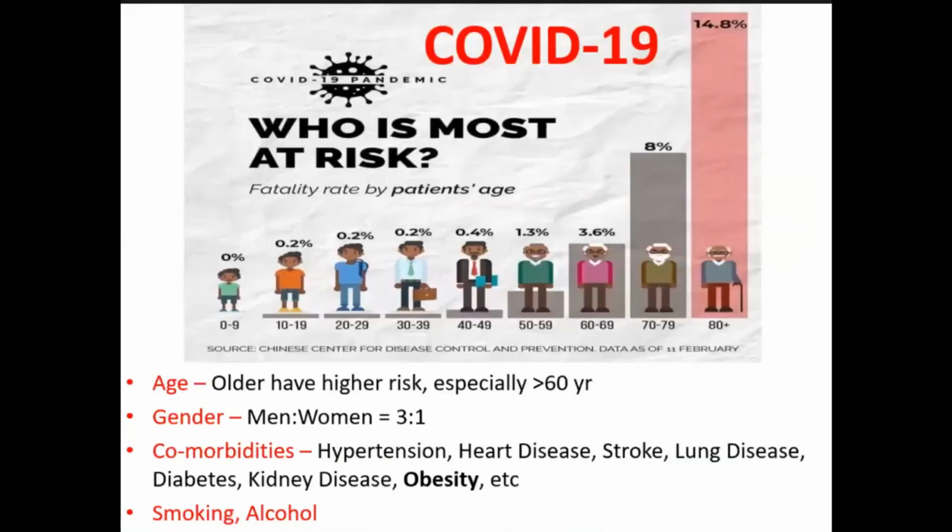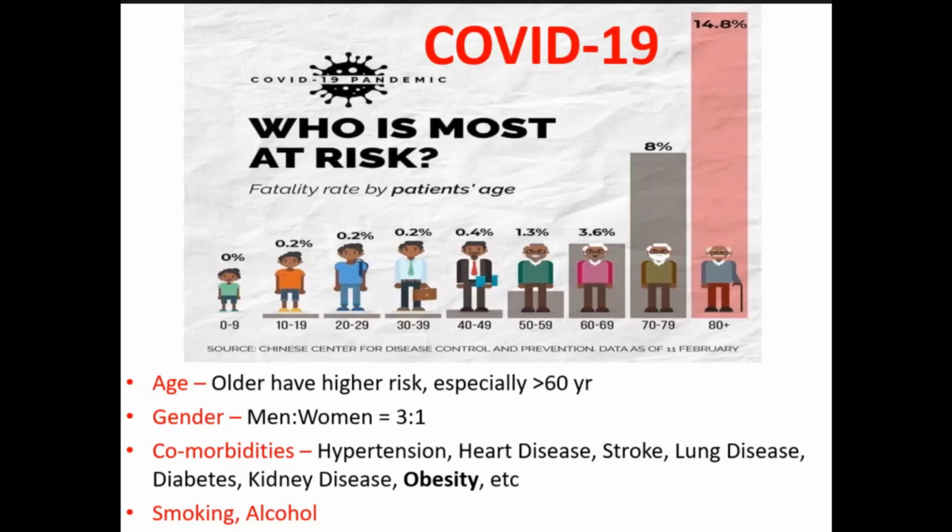Okay. And then with hindsight, we look back at who is most at risk with COVID-19. We know older people have higher risk, especially those more than 60 years old. Then men versus women, three times more at risk of severe disease and death in men. Those with comorbidities: hypertension, heart disease, stroke, lung disease, diabetes, kidney disease, even obesity, right? Most people walk around obese, they don't think they are sick, right?